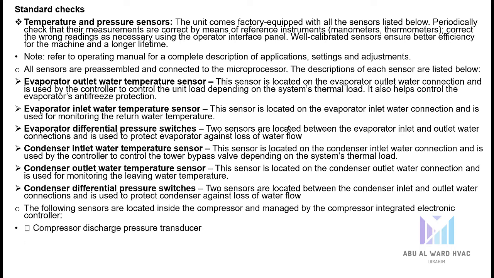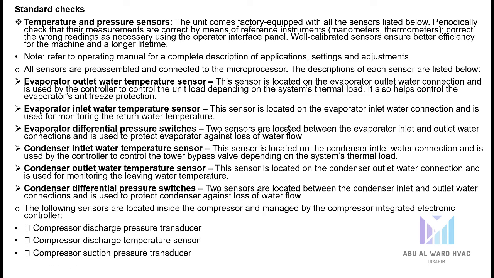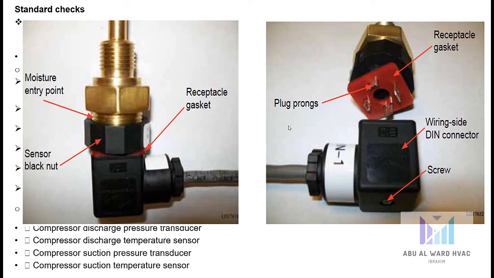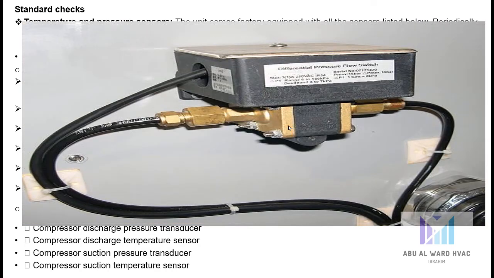We have the compressor discharge pressure transducer. We have the compressor discharge temperature sensor. We have the compressor suction pressure transducer and compressor suction temperature sensor. Here we have the temperature sensor for the evaporator as well as the condenser. And we have the differential pressure flow switch.